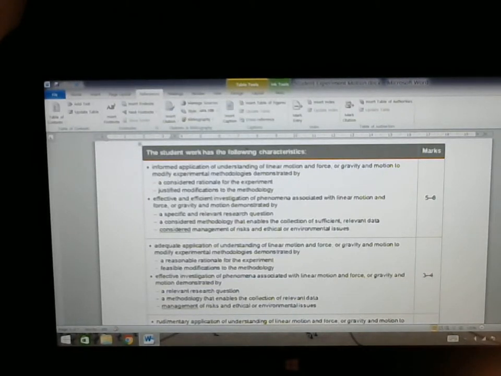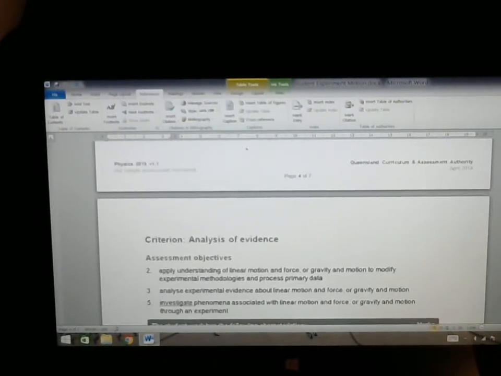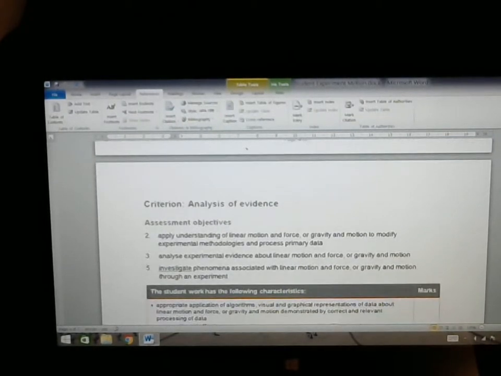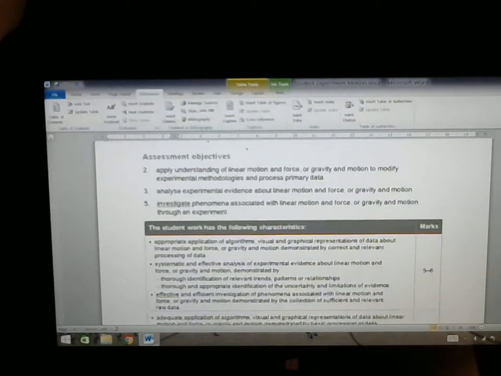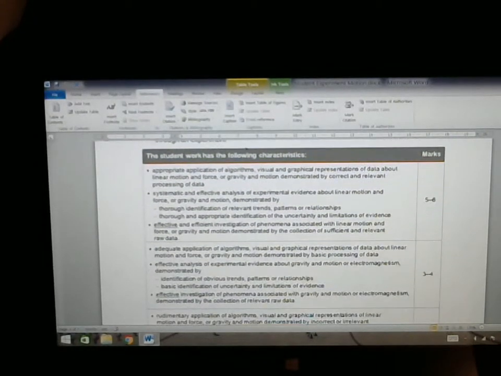The second one there, feasible modifications to the methodology. Feasible just means you can achieve it. So if you turn around and say, well, I'm going to use a light gate to measure how fast something is going, great. You wouldn't turn around and say, oh, I'm going to use a robot to measure how fast it's going, because I don't have a speed sensing robot for you to use. So it has to be feasible achievement. So those are the ones for our research and planning criteria. Let's head down into analysis of evidence. Again, analysis is another 6-point criteria.